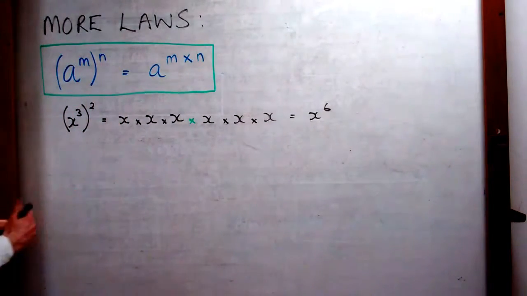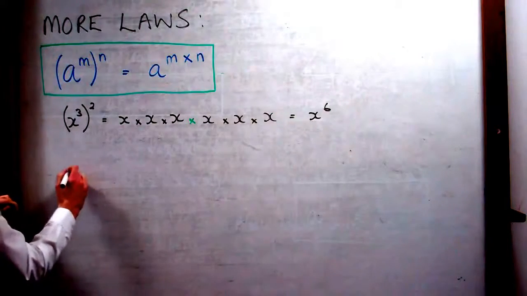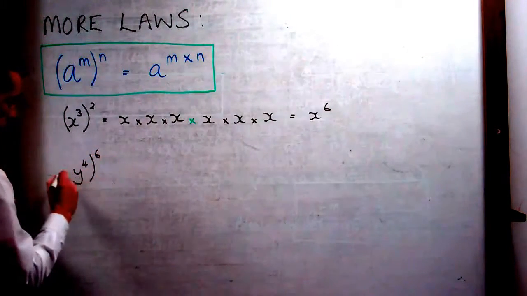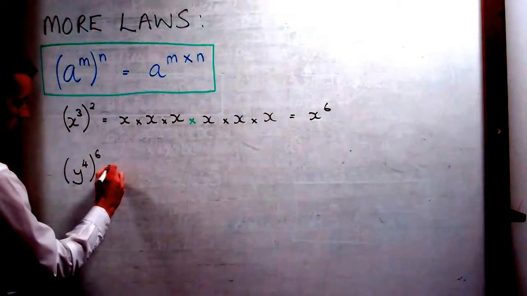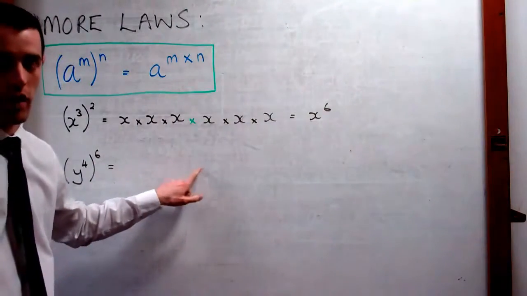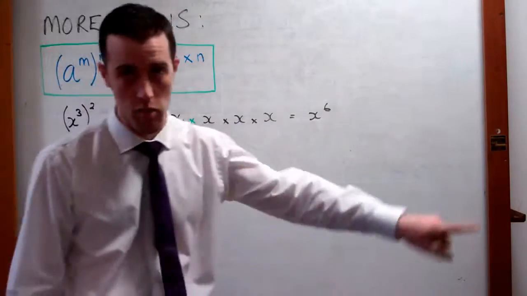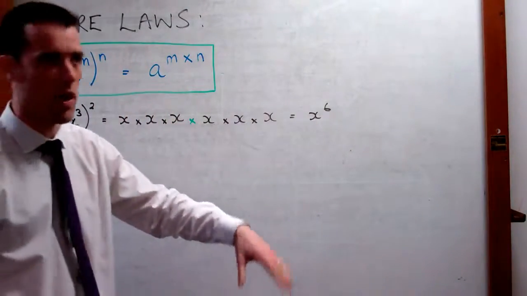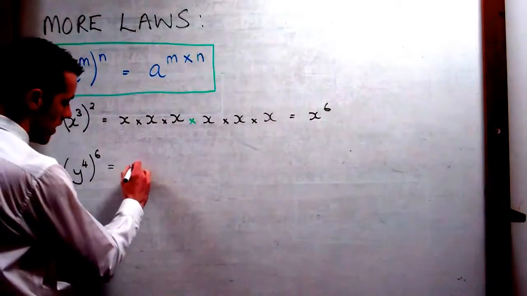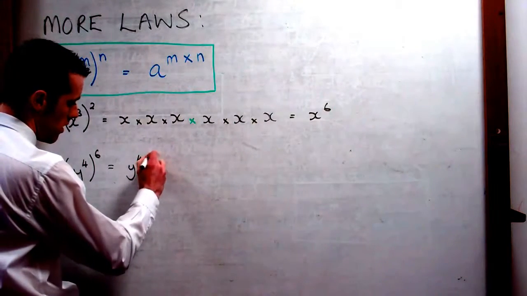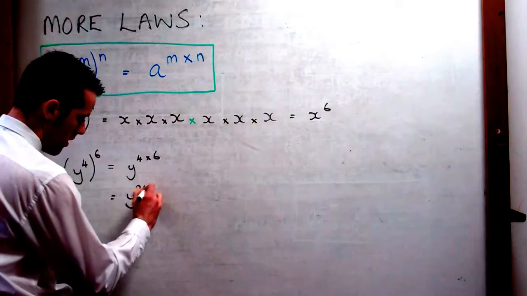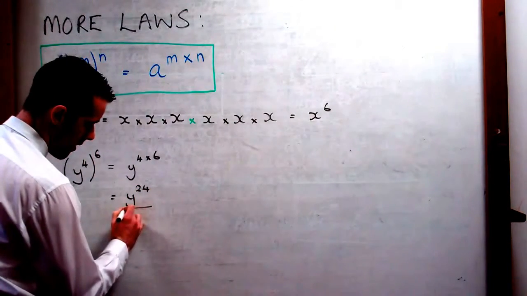We'll show you why. Okay, because if I have another example that says, say y to the power 4 and we raise that all to the power 6, then I'm not going to want to write out y times y times y times y, repeated 6 times. I'm just going to want to use the rule that says it's going to be y to the power 4 multiplied by 6, which is y to the power 24.